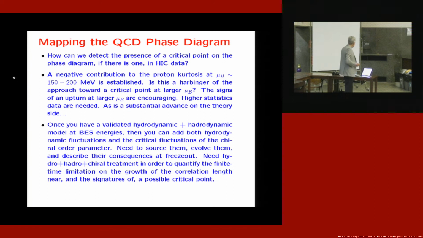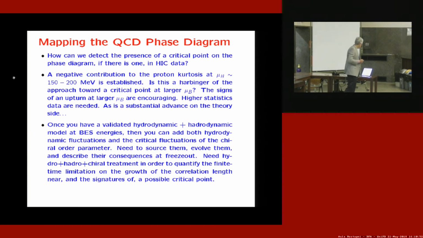So negative contribution of the kurtosis is established. This fourth moment is called the kurtosis of the distribution. And is this a harbinger of the approach to a critical point? The signs of an upturn are encouraging, but we need more statistics. We also need much progress on the theory side. I'm not going to walk you through how you do theoretical analyses of heavy ion collisions, but there is an enormous theoretical effort going on right now involving several dozen theoretical physicists around the world, less than 100, but certainly many dozen, trying to develop the modeling needed to describe the hydrodynamics of these low energy collisions. Everything is harder at low energies, it turns out.